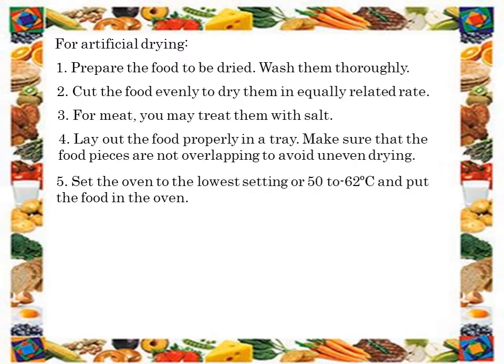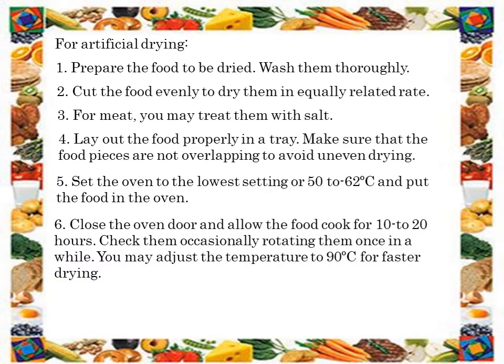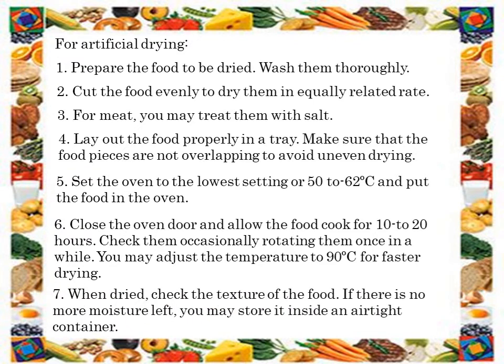5. Set the oven to the lowest setting or 50 to 62 degrees Celsius and put the food in the oven. 6. Close the door and allow the food to cook for 10 to 20 hours. Check them occasionally, rotating them once in a while. You may adjust the temperature to 90 degrees Celsius for faster drying. 7. When dried, check the texture of the food. If there is no more moisture left, you may store it inside an airtight container.